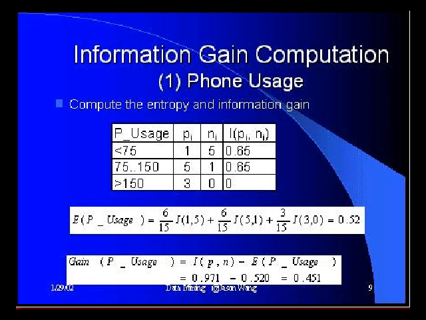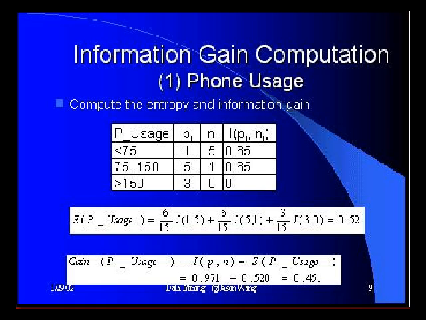You can calculate how many positive training examples are in the set S2 and how many negative training examples are in the set S2, and you can plug these numbers into the I(P, N) formula. You get I(P2, N2), which is 0.65 for this S2. Similarly, you can calculate S3. You get these numbers. And then the entropy for the phone usage is equal to this formula, which is obtained from the previous transparency.